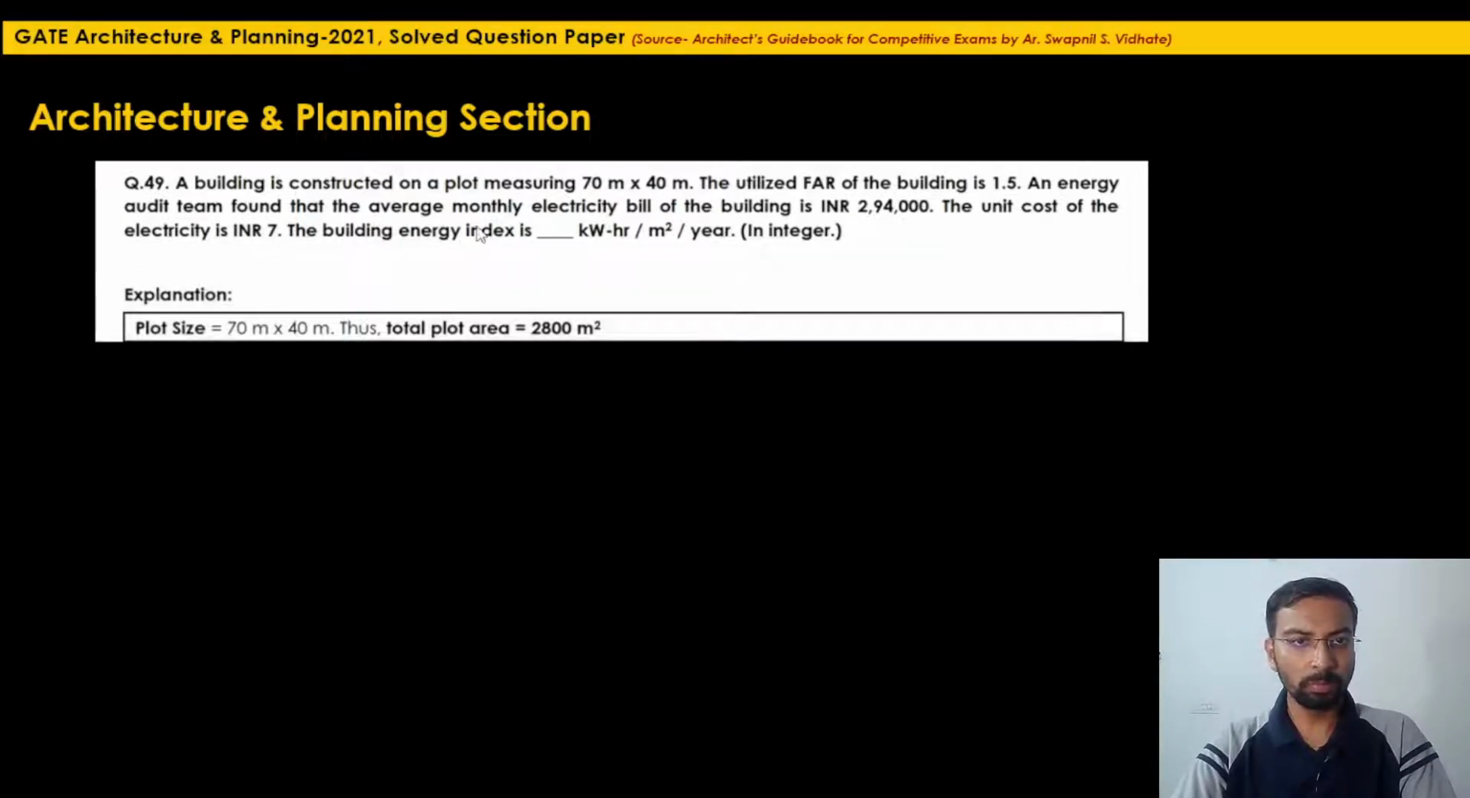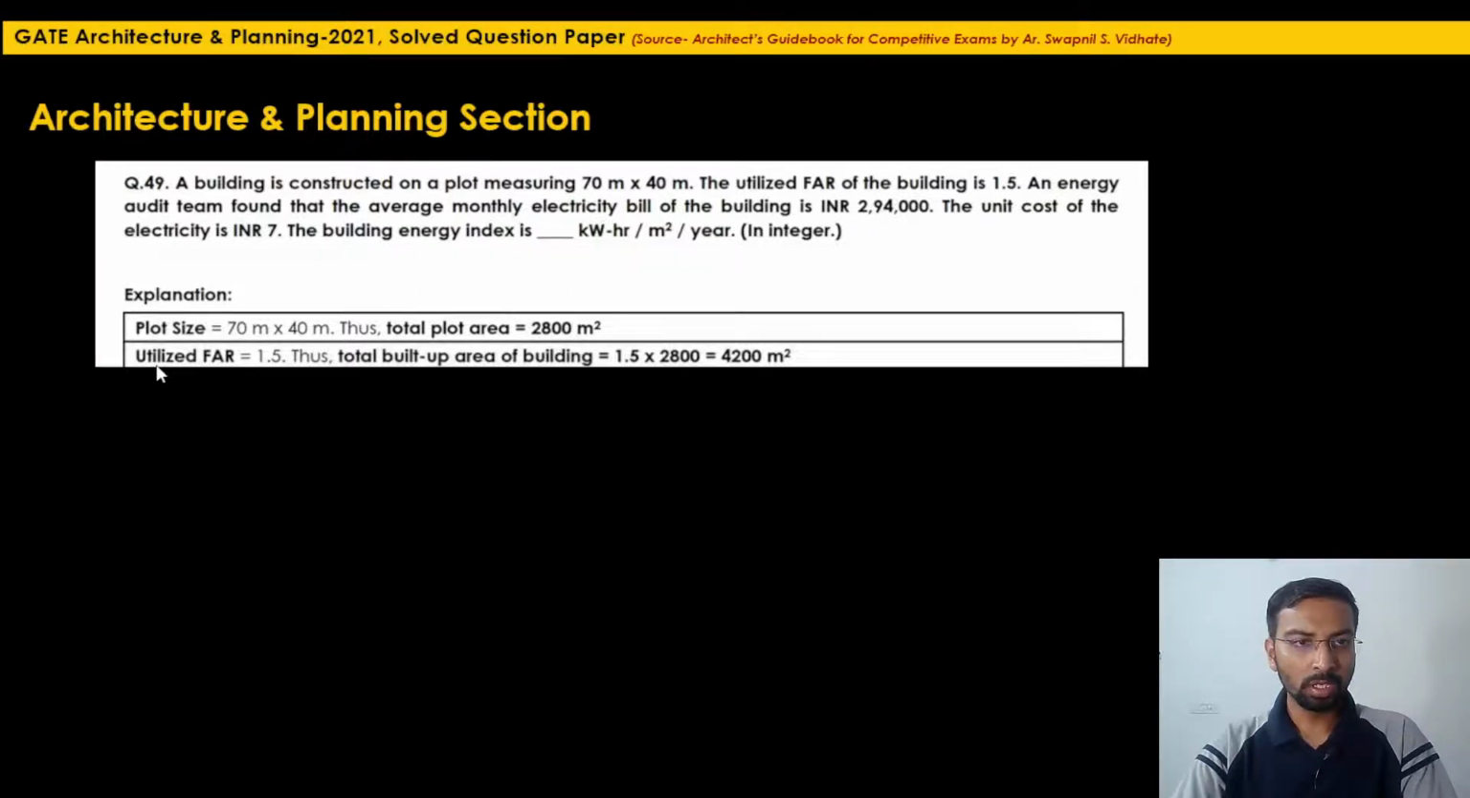Right now, the plot size they have mentioned is 70 meter by 40 meter. So total plot area will be 2800 meter square. Again, they have mentioned the utilized FAR of the building is 1.5. So what will be the built up area? Utilized FAR is 1.5. Thus, total built up area of the building will be 1.5 into 2800. So that will be 4200 meter square.